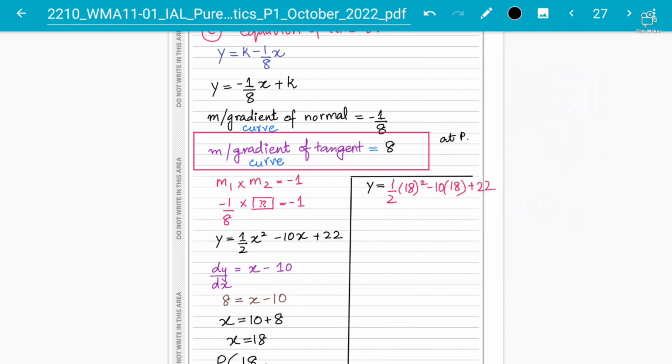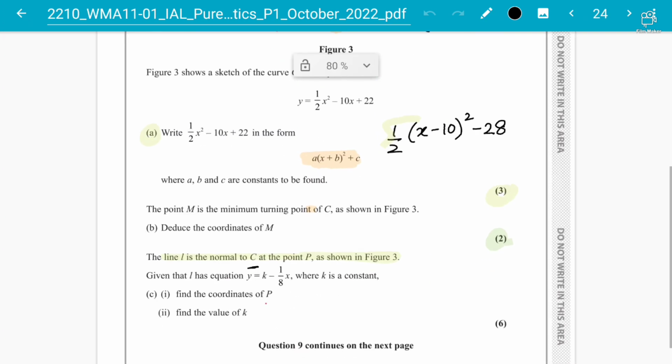So here we go, students, we got y equals, just use the calculator here, half times 18 whole square minus 10 times 18 plus 22. So we got y equals 4. We got a lot of marks for this because the whole question is for 6 marks. So we got P coordinates as 18 comma 4, and that is going to be the answer for this one, that is P is basically 18 comma 4.